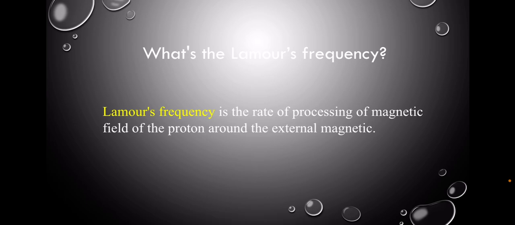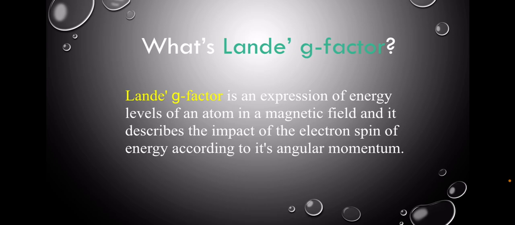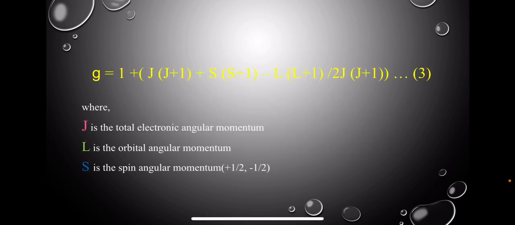Okay, what is Larmor's frequency? Larmor's frequency is the rate of precession of the magnetic field of the proton around the external magnetic field, of course. So what is the Lambda G factor? As we said before, the Lambda G factor was one of the objectives that we wanted to determine. So the Lambda G factor is an expression of the energy level of an atom in a magnetic field, and it describes the impact of electron spin on energy according to its angular momentum. So here we have a formula for finding G, where J is the total electronic angular momentum, L is the orbital angular momentum, I'm really sorry, S is the spin angular momentum, and it could be positive or minus half.